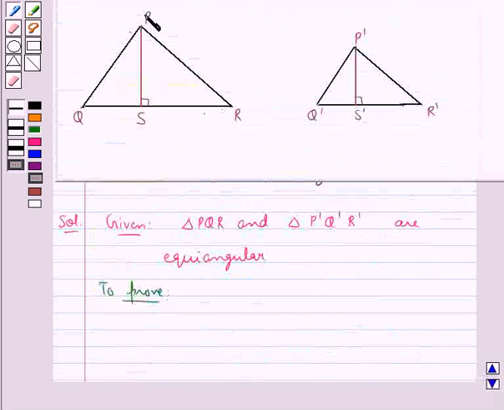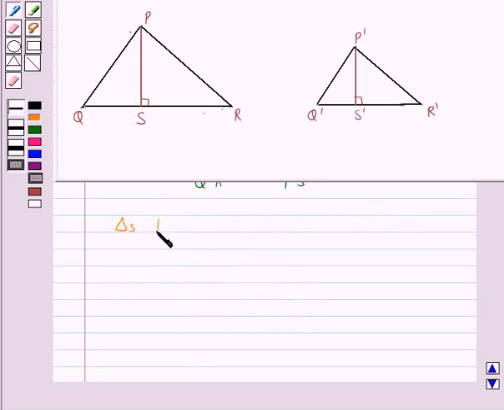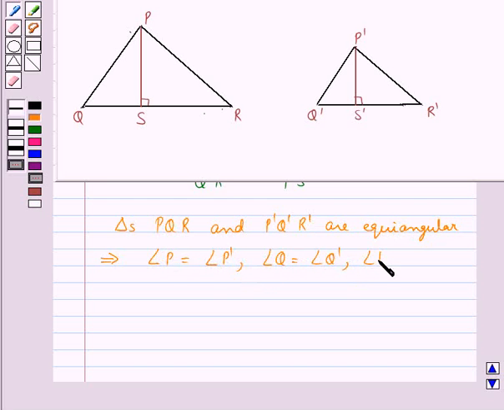So for triangle PQR, PS is the altitude, and for triangle P dash Q dash R dash, P dash S dash is the altitude. So we need to prove that QR upon Q dash R dash is equal to PS upon P dash S dash. We are given that the triangles PQR and P dash Q dash R dash are equiangular, that is, the corresponding angles are equal. Angle P is equal to angle P dash, angle Q is equal to angle Q dash, angle R is equal to angle R dash.